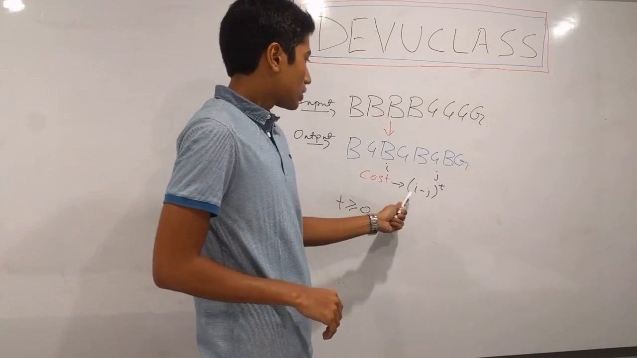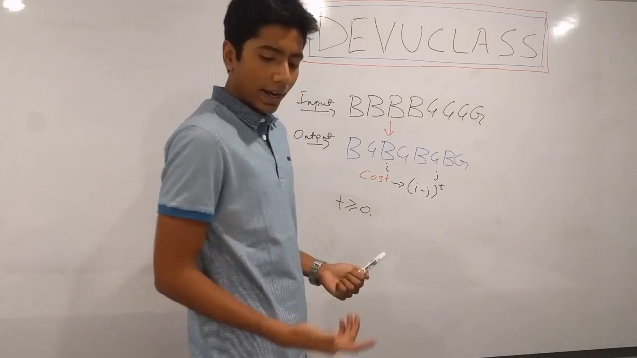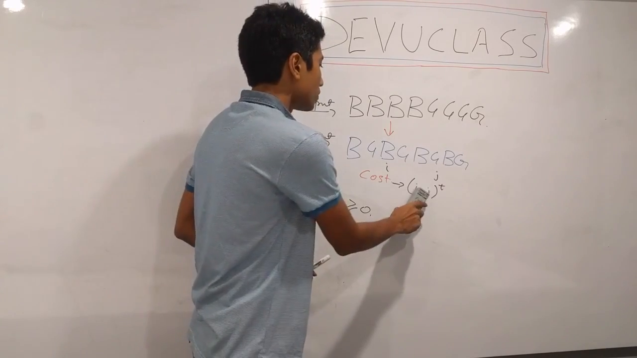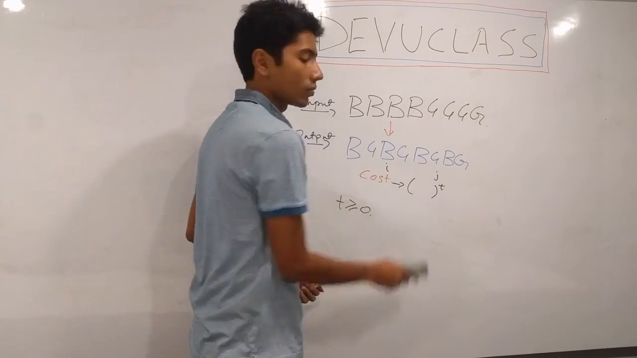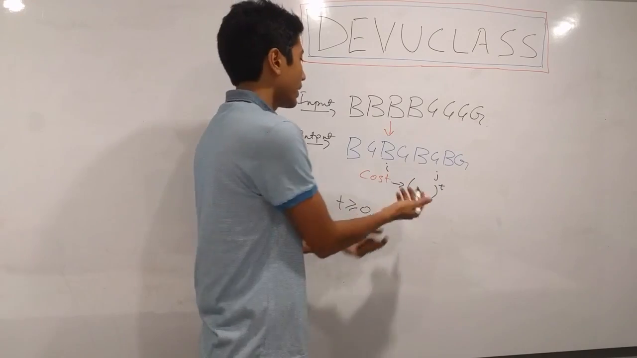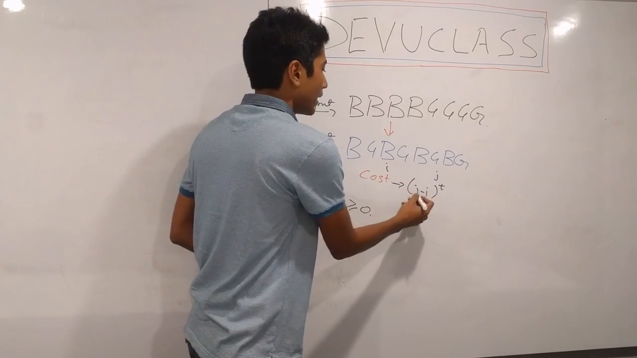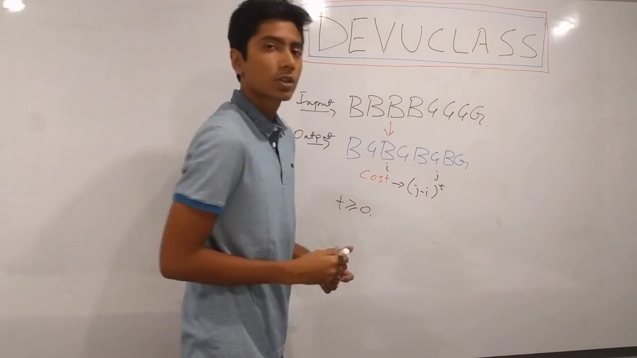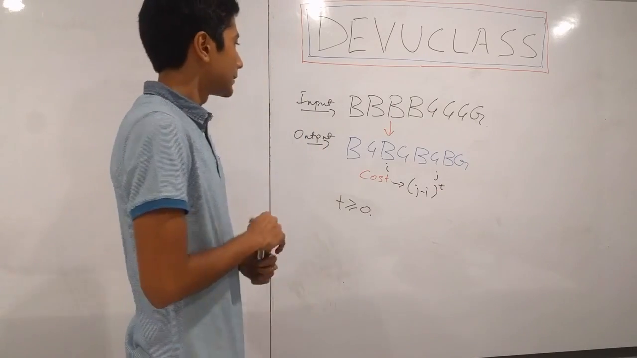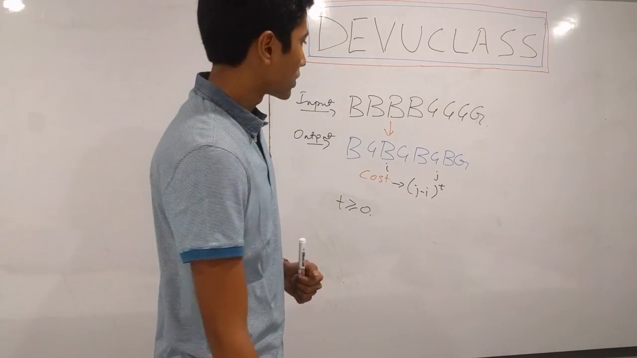Important to know is that cost is defined by this function. And to make things simple, let's always assume that j is greater than i. You can swap j and i if they are not. The j is greater than i, and (j minus i) raised to power t is your cost function. So how do we do this?